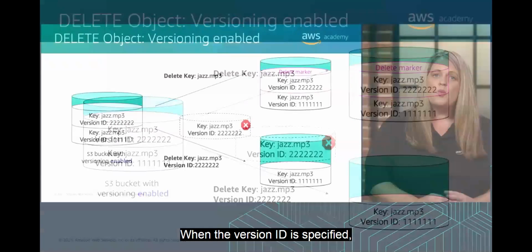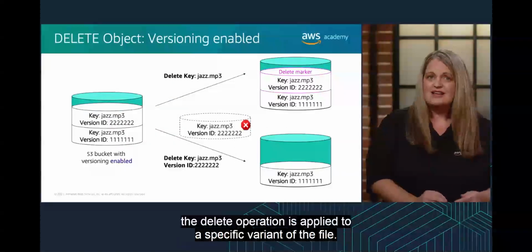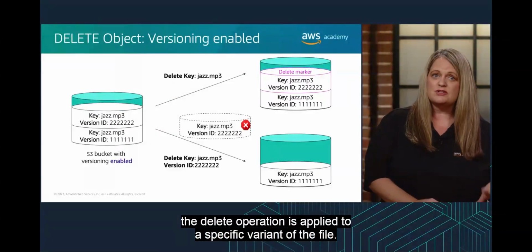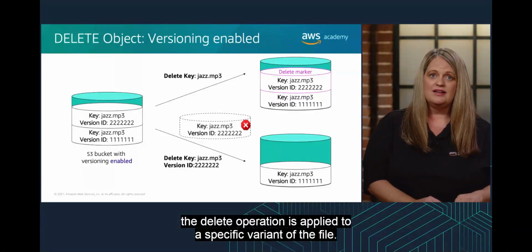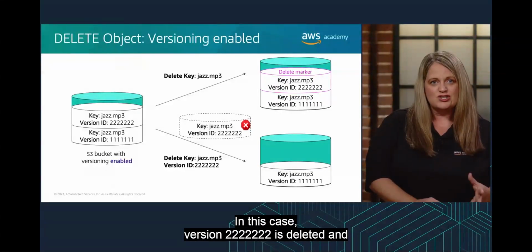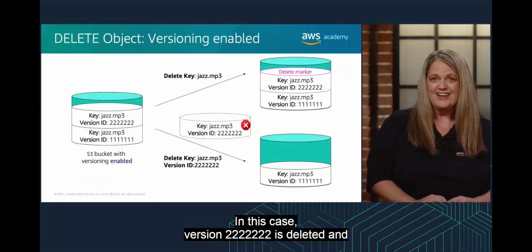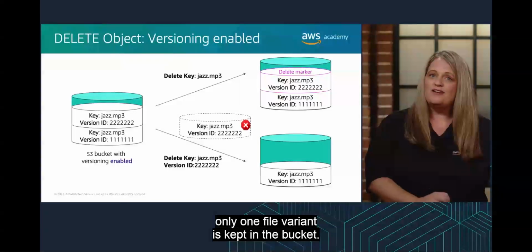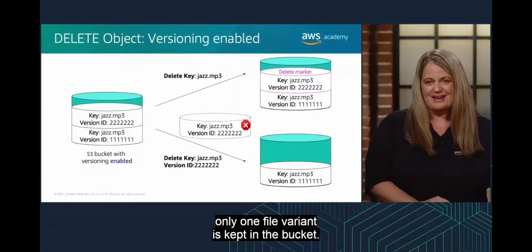When the version ID is specified, the delete operation is applied to a specific variant of the file. In this case, version 2222222 is deleted, and only one file variant is kept in the bucket.